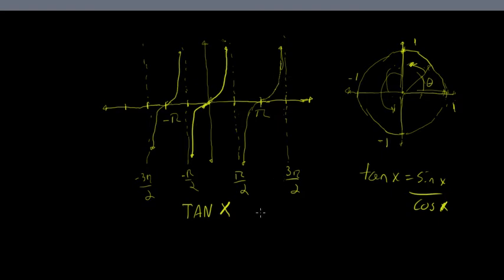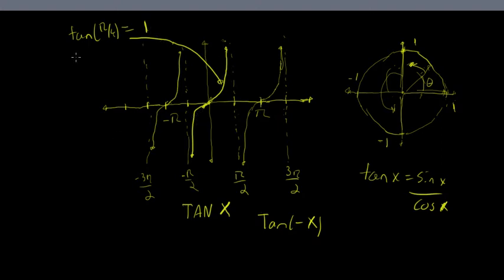But now we're interested in what is the tangent of negative x relative to the tangent of x. This is pi over 2. I have hash marks every pi over 2. So let's say we want to find the tangent of pi over 4. The tangent of pi over 4, well, it's sine of pi over 4 over cosine of pi over 4. Sine and cosine are the same at pi over 4, so their ratio is 1. Tangent of pi over 4 is 1.